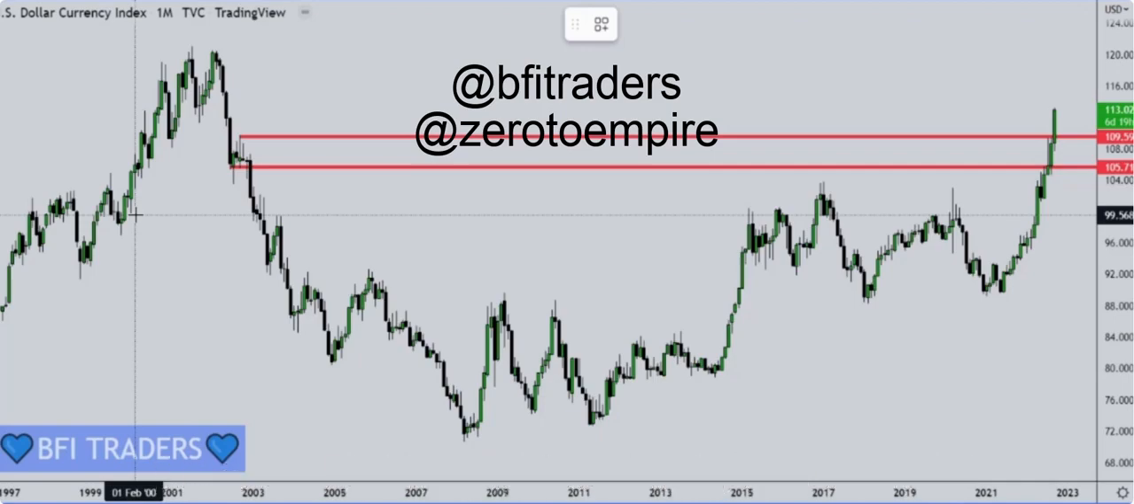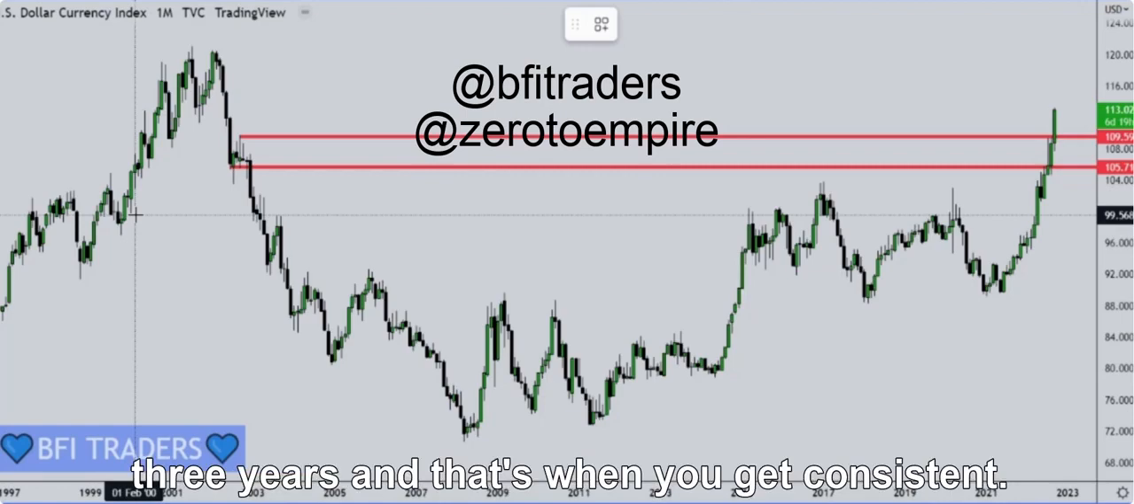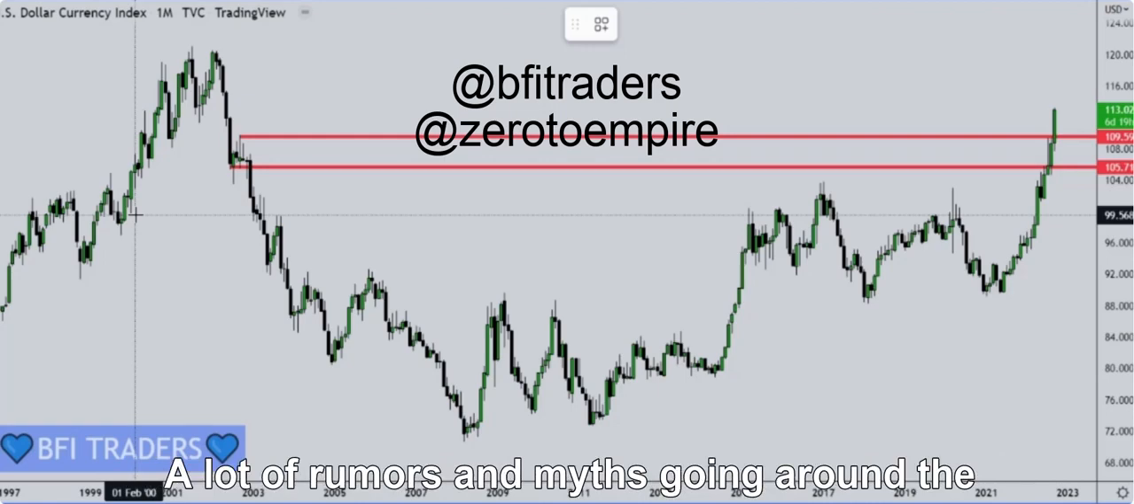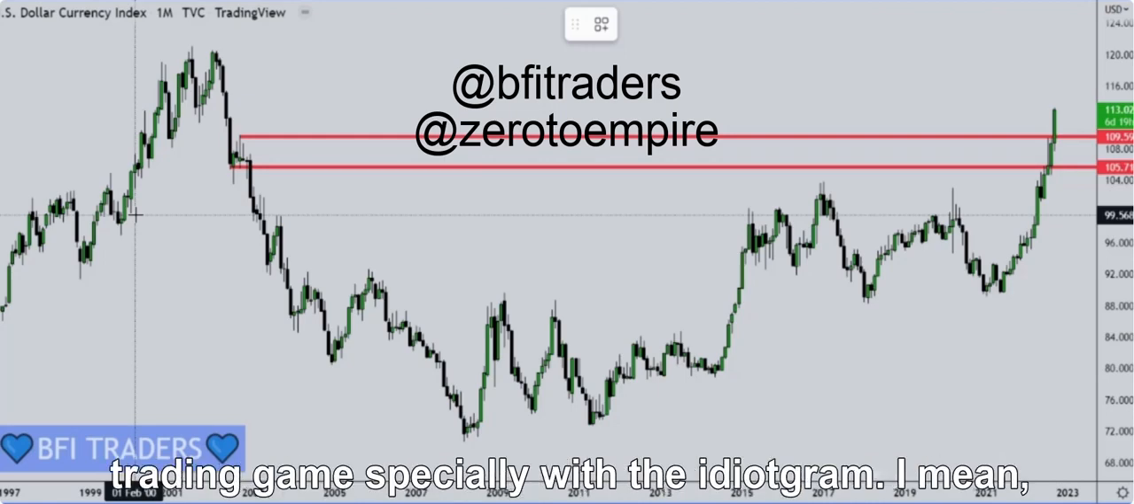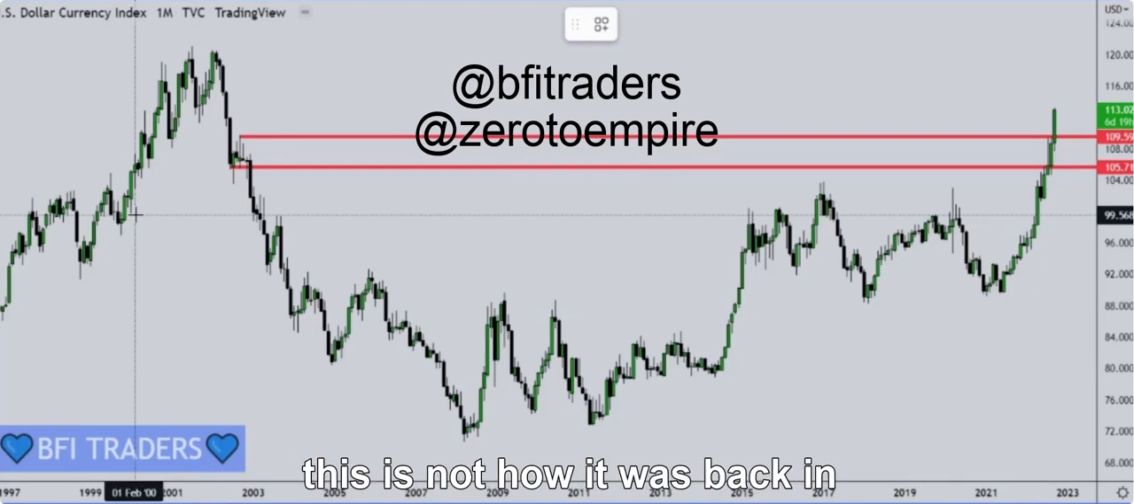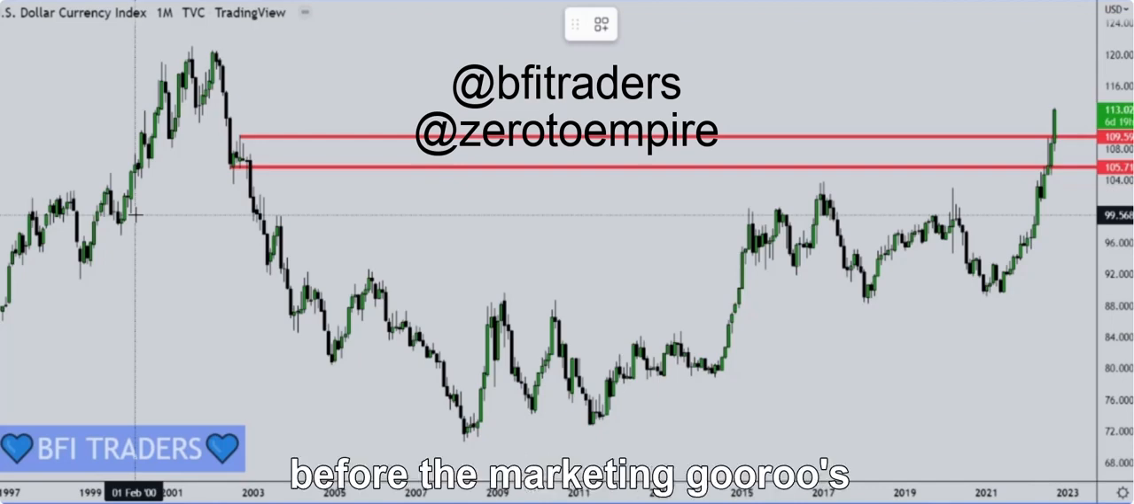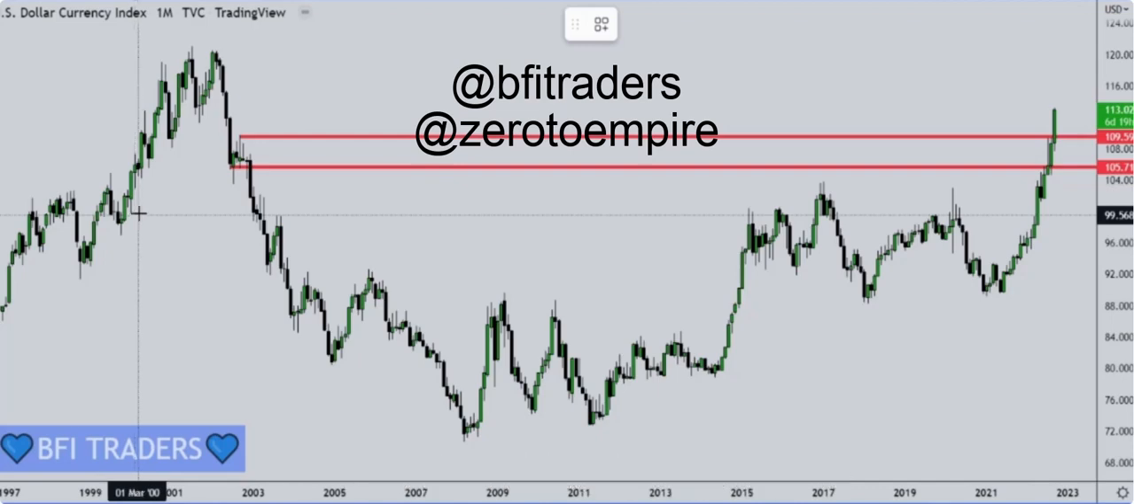But they got Instagram floating around pictures. 3 years, and that's when you get consistent. I mean, who said that? I'm not sure, but they got a lot of rumors and myths going around in the trading game, especially with Instagram. This is not how it was back in the day when we started. Before the marketing gurus.